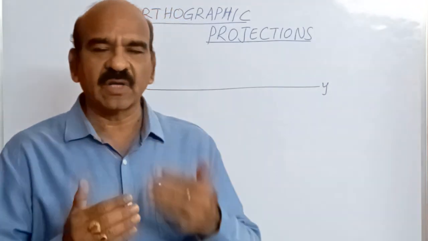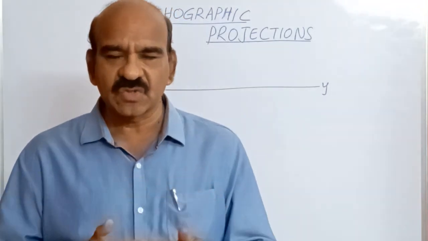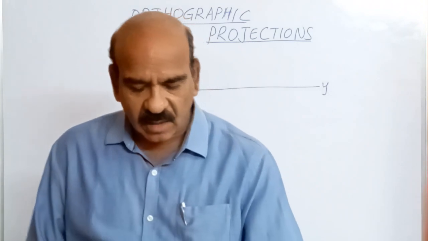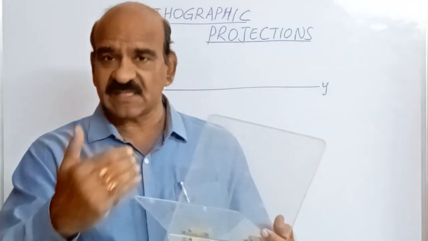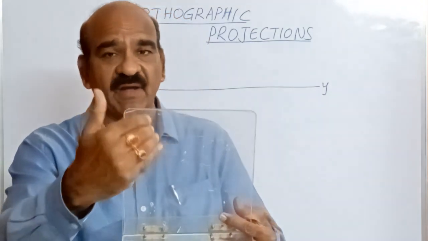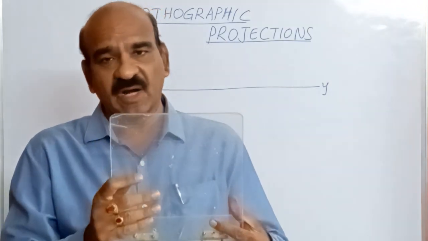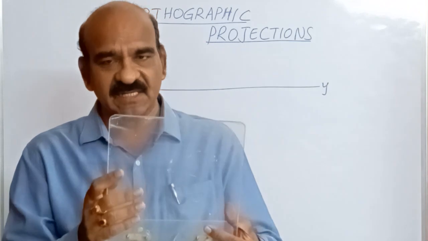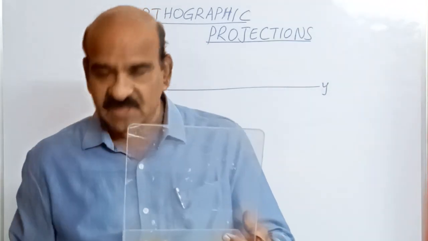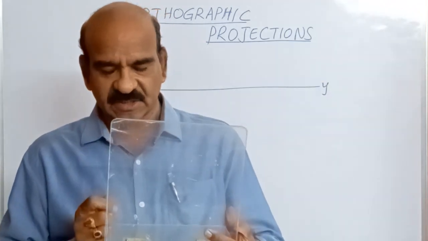So the orthographic projections which we are going to see are orthographic in the sense that the light rays come and fall on the object perpendicular to it and get the image on these screens, on these planes, reference planes. So that's why these are orthographic projections.